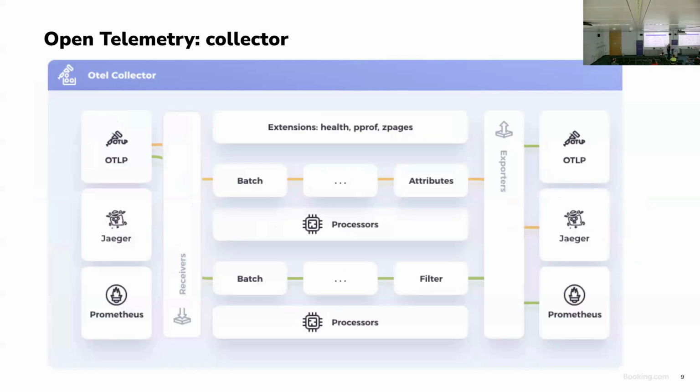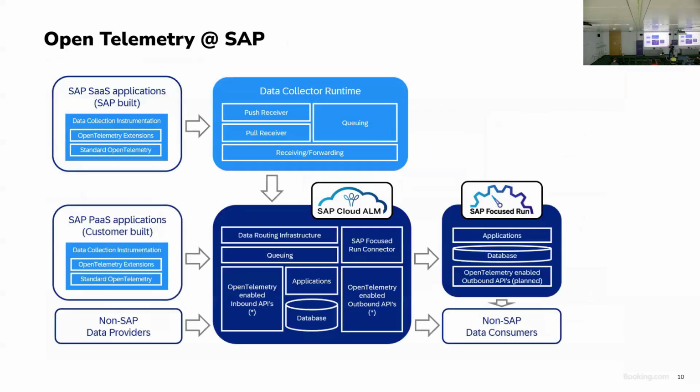It represents a set of different receivers. Receivers receive information in OTLP format, which is the OpenTelemetry protocol, or Jaeger or Prometheus. They transform that data somehow and then stream it using exporters to the providers, which also support one of those protocols: OTLP, Jaeger, or Prometheus.